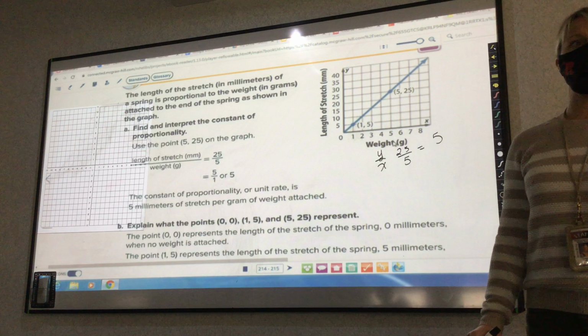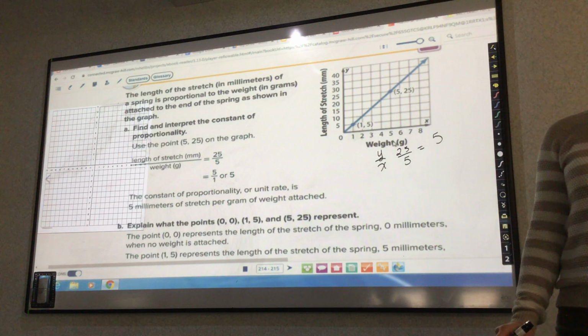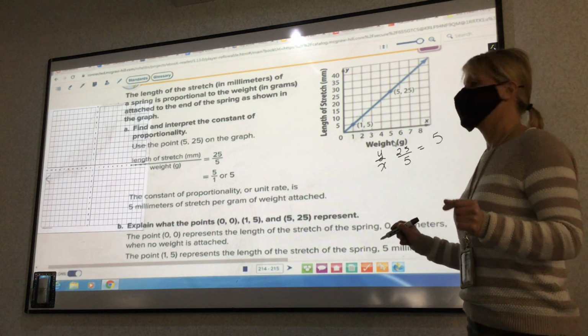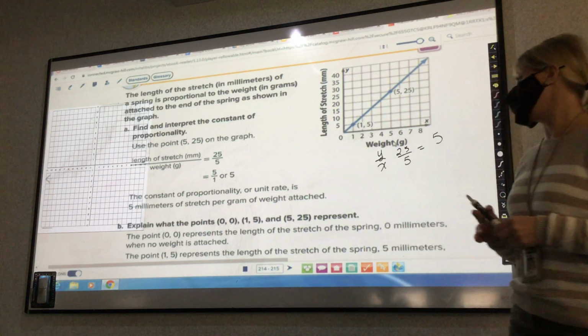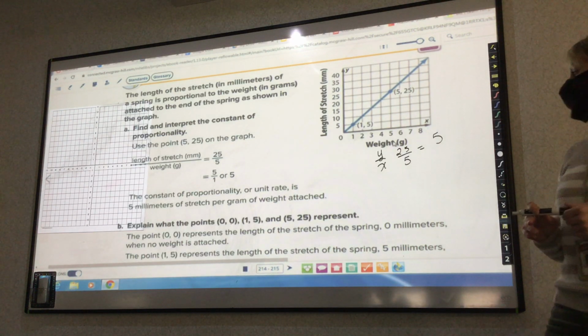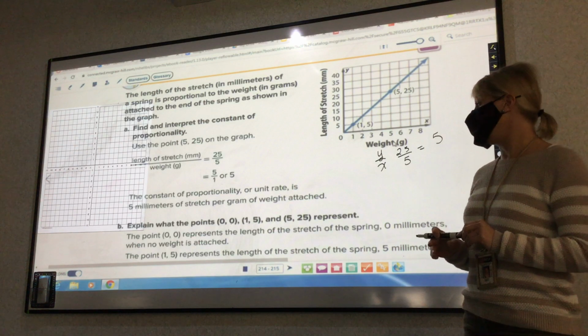I am asking you, when you do today's assignment and it asks you what does that mean, that you write it out in words. Okay? So it says the point (0, 0) represents the length of the stretch of the spring, 0 millimeters when no weight is attached.